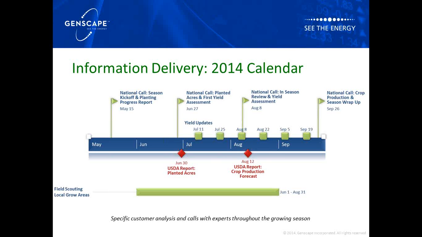Again, our planted acres are using a combination of satellite and weather data to regress and try to estimate the percentage of acres that are planted in corn. Of course, we'll follow up with yield and production estimates every 2 weeks, as I said, until the end of September. And we'll try to put these out 3 or 4 days ahead of the USDA to give our clients an advantage in that respect.